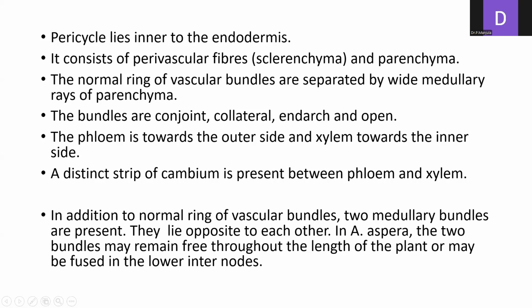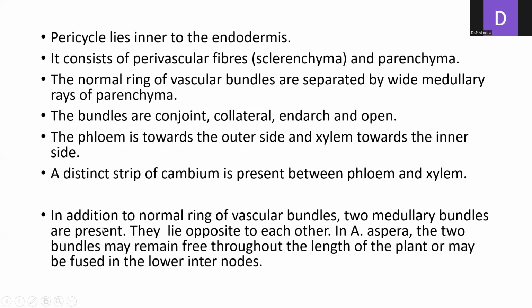The vascular bundles are arranged on the same radii and are collateral, that is, xylem and phloem are present on the same radius. Endarch means protoxylem is towards the center and metaxylem towards the periphery. Open means cambium is present, with phloem towards the outer side and xylem towards the inner side. A distinct strip of cambium is present between the phloem and xylem.